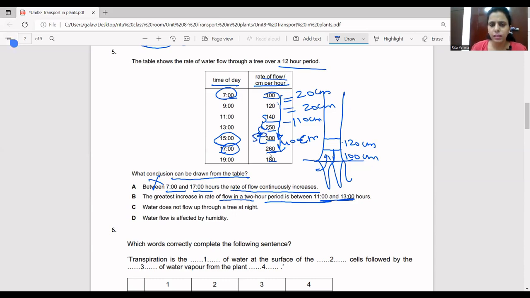Between 300 and 260, there was a decrease. Then it's minus 40, and here it is minus 80. Okay. So 110, this option is correct. Let's look at the other options also.